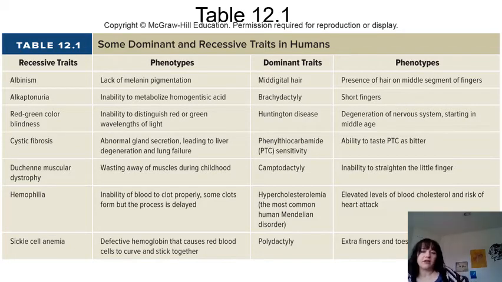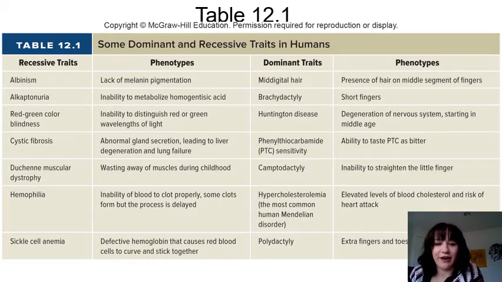So let's look at some dominant and recessive traits in humans. Having hair on the middle segments of fingers apparently is a dominant trait. Having short fingers, mine are kind of stubby. I don't know if I qualify for brachydactyly, but other things, let's see. Elevated levels of blood cholesterol and heart attack. Polydactyly, having an extra finger. These are all examples of dominant traits.